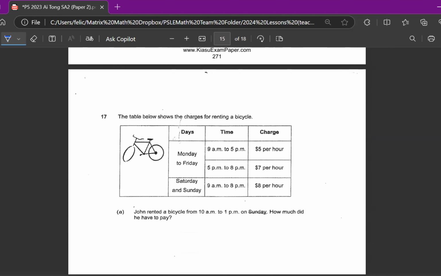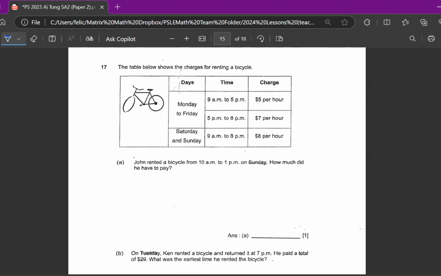All right. We'll move on to the last question, question 17. The table shows the charges for renting a bicycle. So notice they split across weekdays and weekends. Timing also, there's a price difference. John rented a bicycle from 10 a.m. to 1 p.m. on Sunday. So easy, Sunday, we just focus on weekends. Don't care about weekdays really. How much did he have to pay?